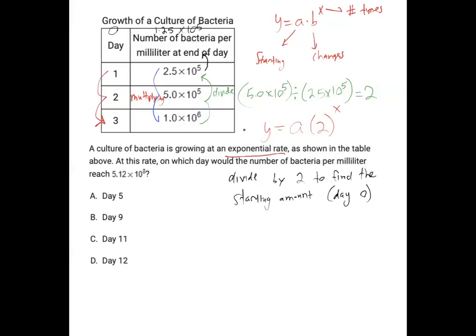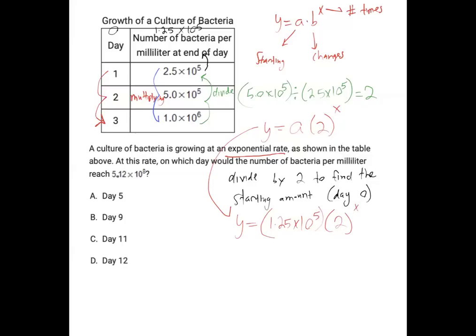So filling into our exponential equation again, we've got y is 1.25 times 10 to the 5th. And we know that it's being doubled X number of times for the number of days. So when it gets doubled once, we have 2.5 times 10 to the 5th. When it gets doubled twice, we have 5.0 times 10 to the 5th, and so on. So now we kind of have the exponential equation. And if we knew how many days we were looking for, it would be easy because we could just plug that number right in here.